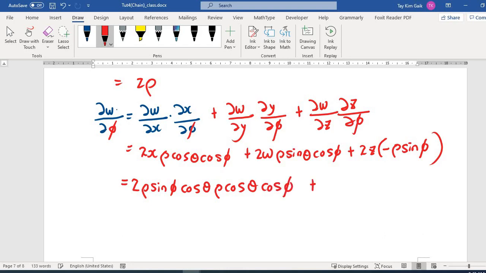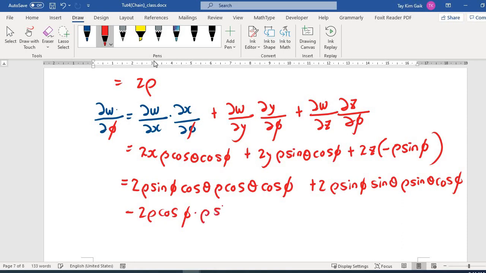The second term: del W del y is 2y, where y is rho sin phi sin theta, so we multiply by rho sin theta cos phi. Minus 2z, where z is rho cos phi, so we multiply by rho sin phi.